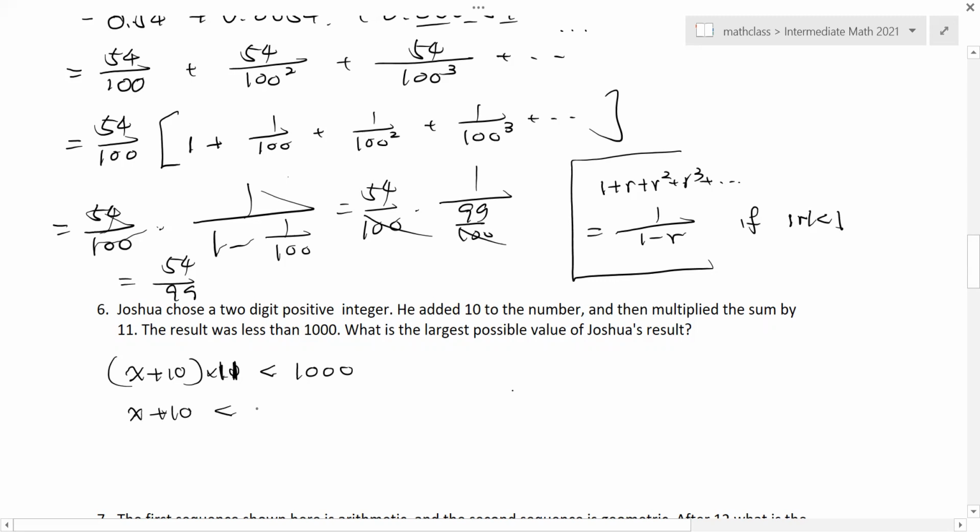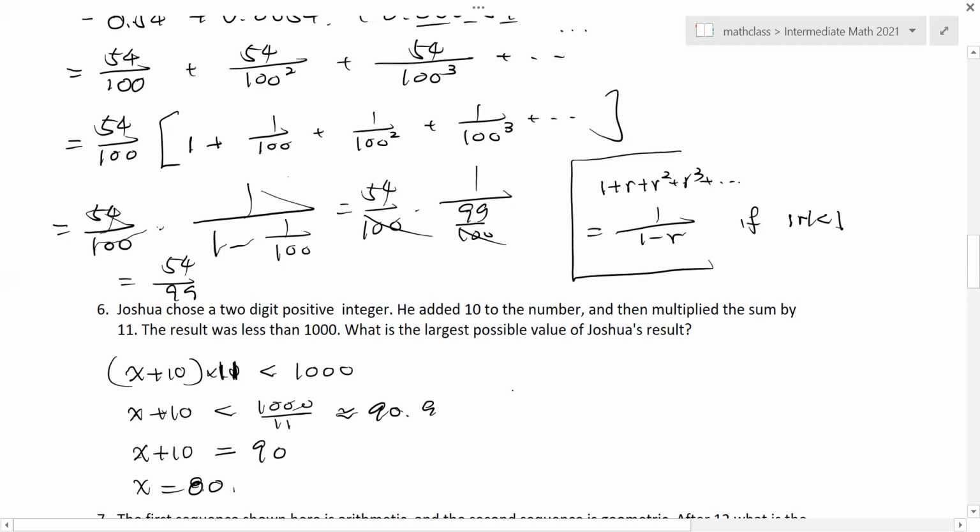So first of all, you divide both sides by 11. This is about 90.9, something like that. Then x plus 10 should be less than 90.9 something, right? But the largest integer you can get for x plus 10 is 90. So in other words, x is going to be 80.